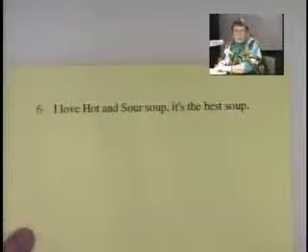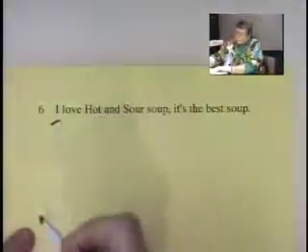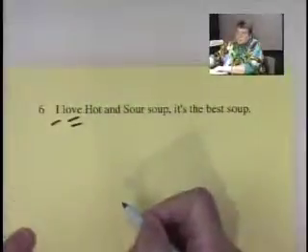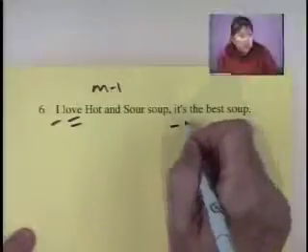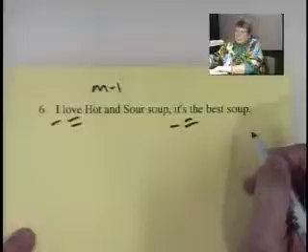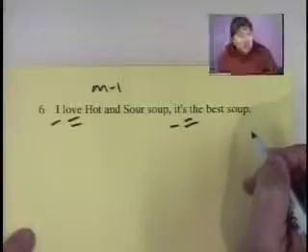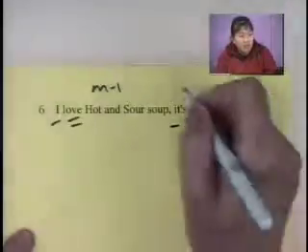Here's another. I love hot and sour soup. It's the best soup. Farah, where's the first subject that you see? I. And the verb? Love. And the kind of clause? Main. Give me another subject. It. And the verb? Is. And the kind of clause? Don't hesitate. Call it what you see. Dependent. Where's the subordinate? If you tell me it's dependent, you must see a subordinate. Do you see a subordinate? No. I don't either. What kind of a clause is it? Main. It's a main clause.